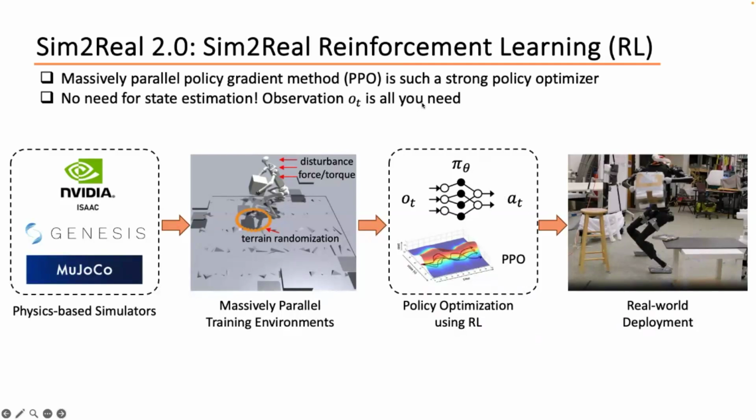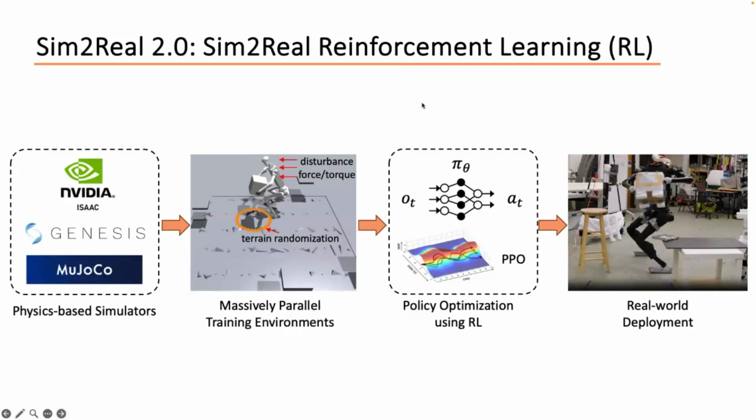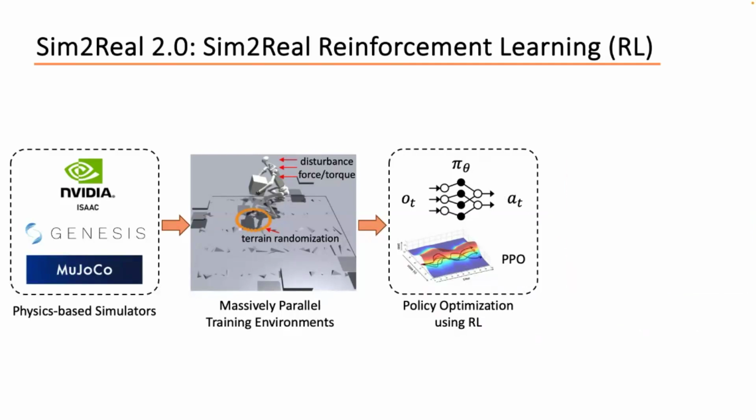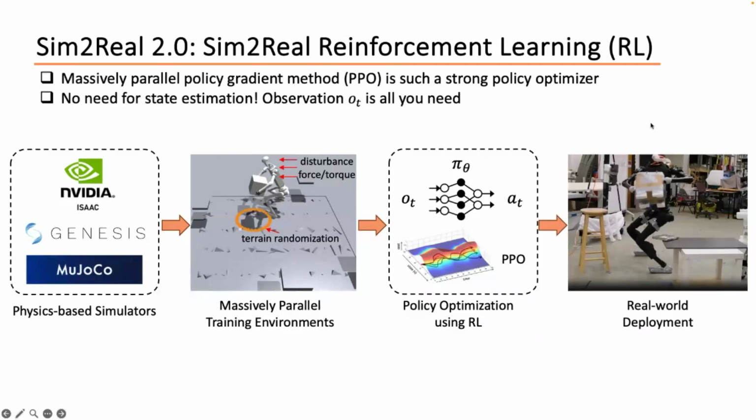So I think there are two reasons why this pipeline is extremely successful, especially for locomotion in the last 5 years. Number one, massively parallel policy gradient methods, especially PPO, are such strong policy optimizers. It can solve such complex optimal control problems offline.